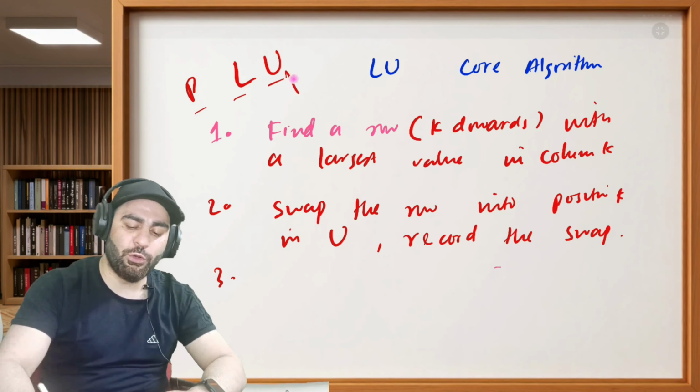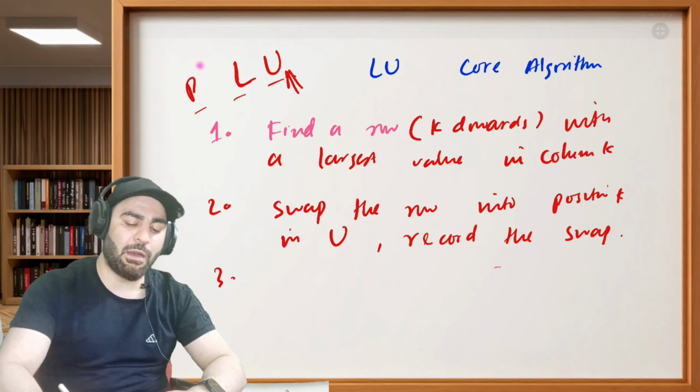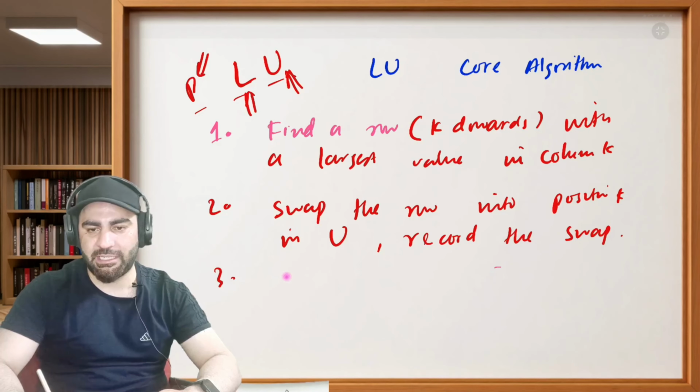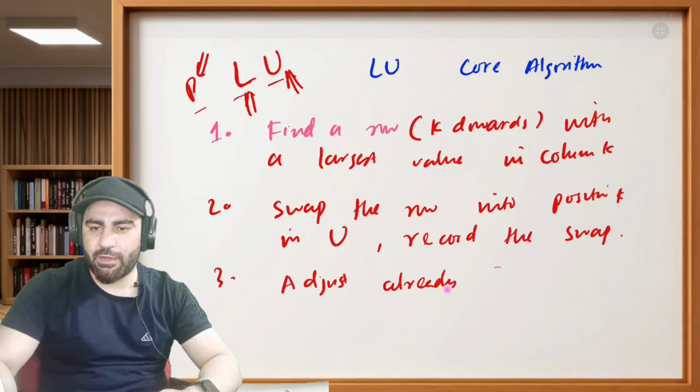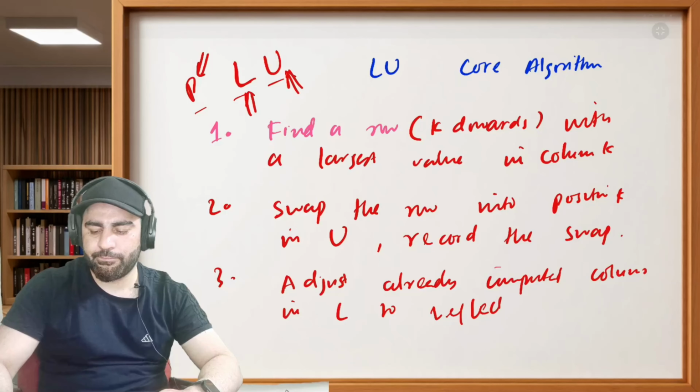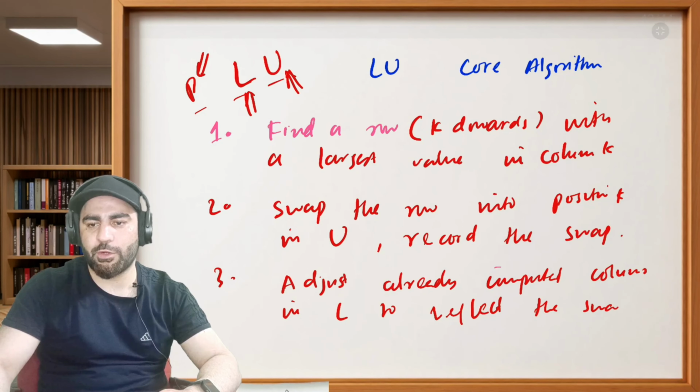So how are you getting U? By performing Gaussian elimination. How are you populating P? Because you are keeping track of which row exchanges you perform. And how is L populated? Once you perform a Gaussian step, you keep track of the multipliers and populate L as well. Step three is to adjust the already computed columns in L to reflect the swap. This is what you have to do.